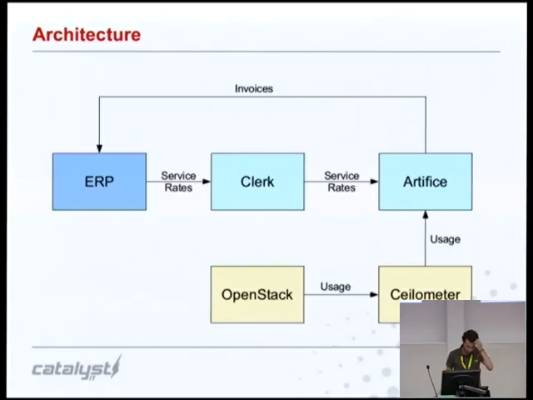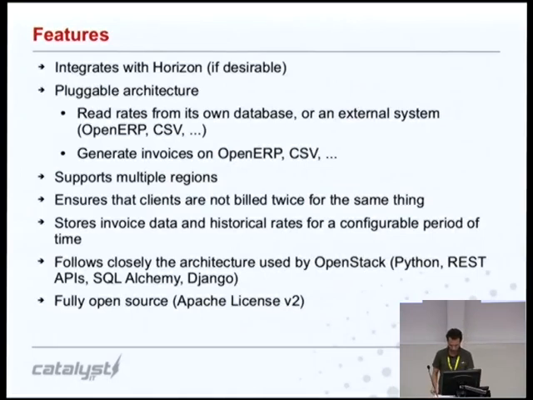Here is a 10,000-foot view of Artifice architecture. As you can see, it's very simple. We have a component called Clerk, and what that component does is it reads service rates out of your ERP system, or any system you might have in place already in your company, and it can also read them from CSV files. There is another component, Artifice proper, which will pull the usage information from Ceilometer, combine both things, and generate the invoice back into your ERP system, or whatever system you're using to invoice clients currently.